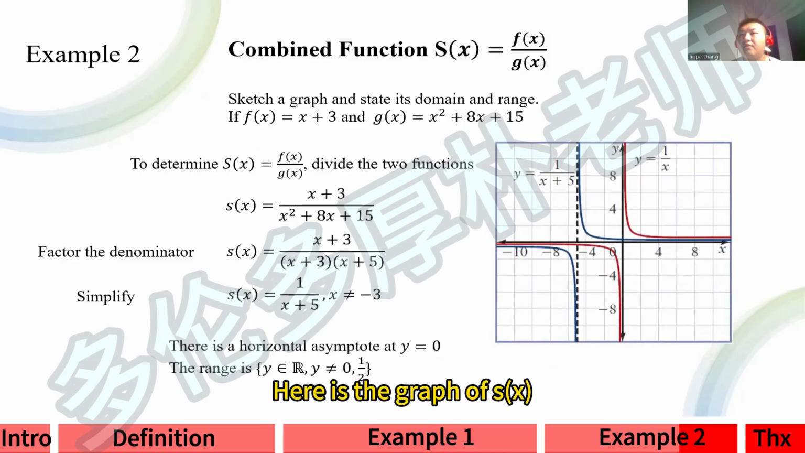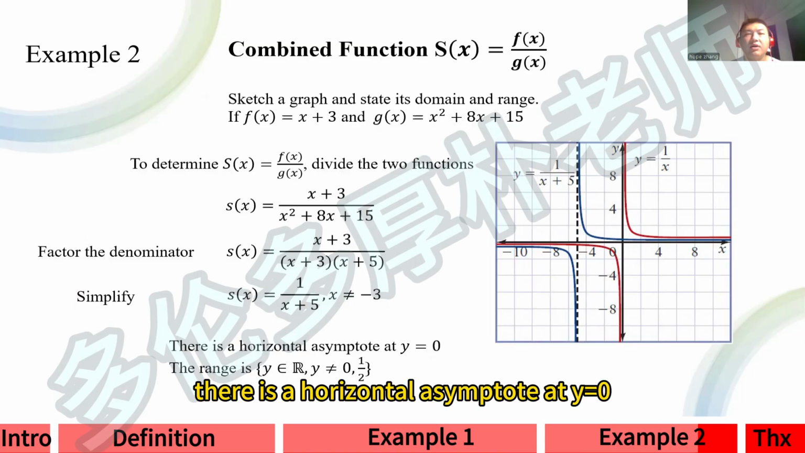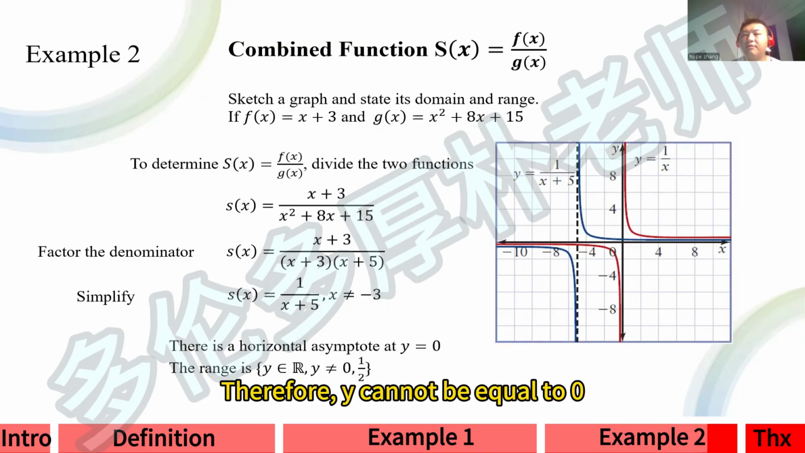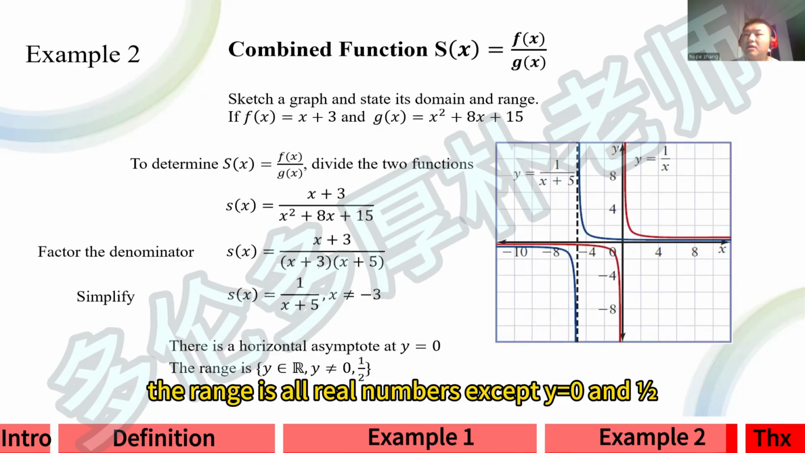So here's a graph of s(x). According to the graph, there is a horizontal asymptote at y equals 0. Therefore, y cannot be 0. The range is all real numbers except y equals 0 and 1 over 2.